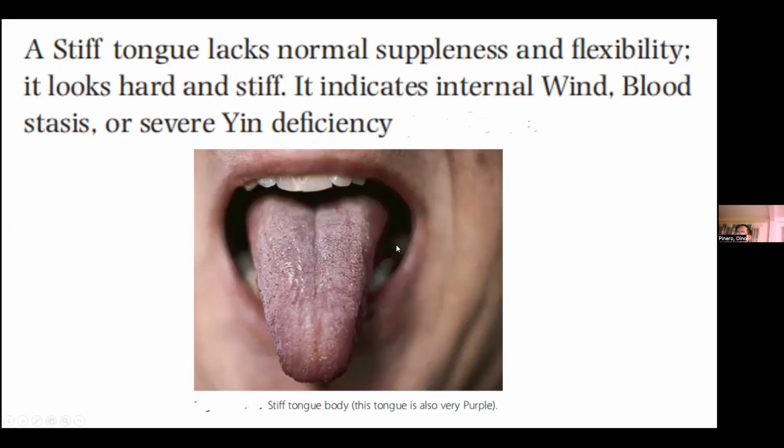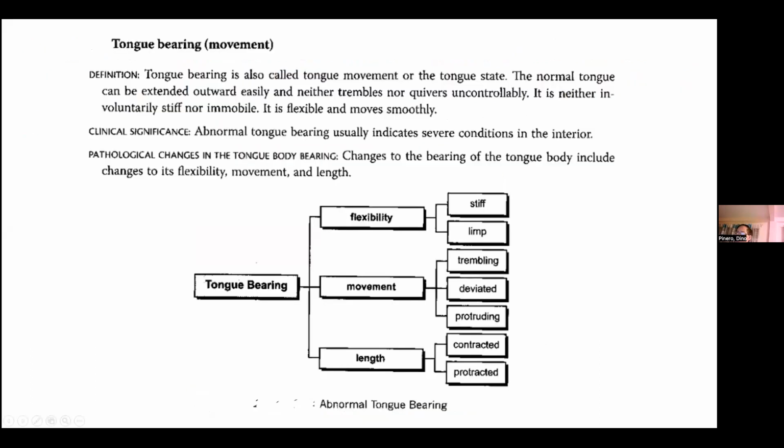Okay, next is tongue bearing or movement. The tongue bearing is also called tongue movement or the tongue state. The normal tongue can be extended outward easily and neither trembles nor quivers uncontrollably. It is neither involuntarily stiff nor immobile. It is flexible and moves smoothly.